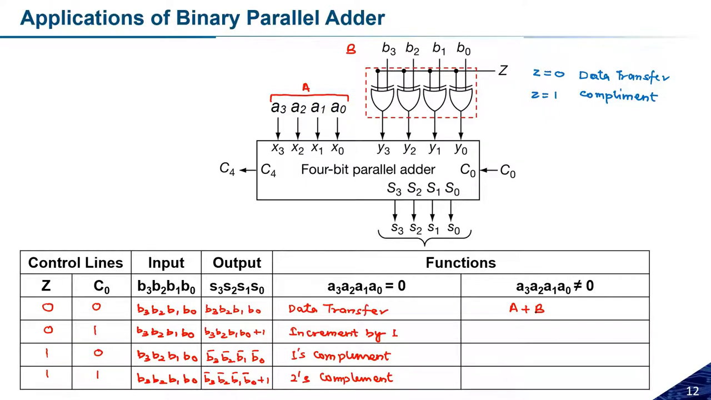What about the next one? The ones complement addition. We are doing some addition with the ones complement. So if you see here, A plus B plus 1. In the next case, we are adding a number with ones complement. Can you tell me where is the application of this case, where we can use this function?